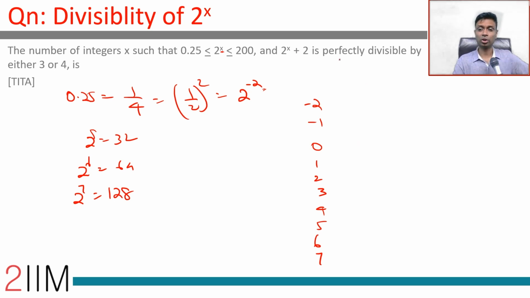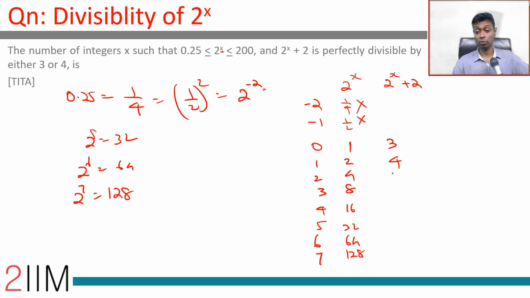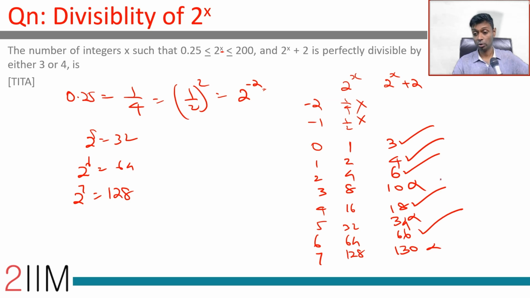Now 2 power x plus 2 is perfectly divisible by either 3 or 4. 2 power x takes the values 1 by 4, 1 by 2, 1, 2, 4, 8, 16, 32, 64, 128. So I don't have to worry about the first two. 1 plus 2 is 3. 2 plus 2 is 4. 4 plus 2 is 6. 8 plus 2, 10. 16 plus 2, 18. 34, 66, 130. 2 power x plus 2 is perfectly divisible by either 3 or 4. This works, this works. Divisible by 3 does not work for the others. You have 1, 2, 3, 4, 5 values where this works.